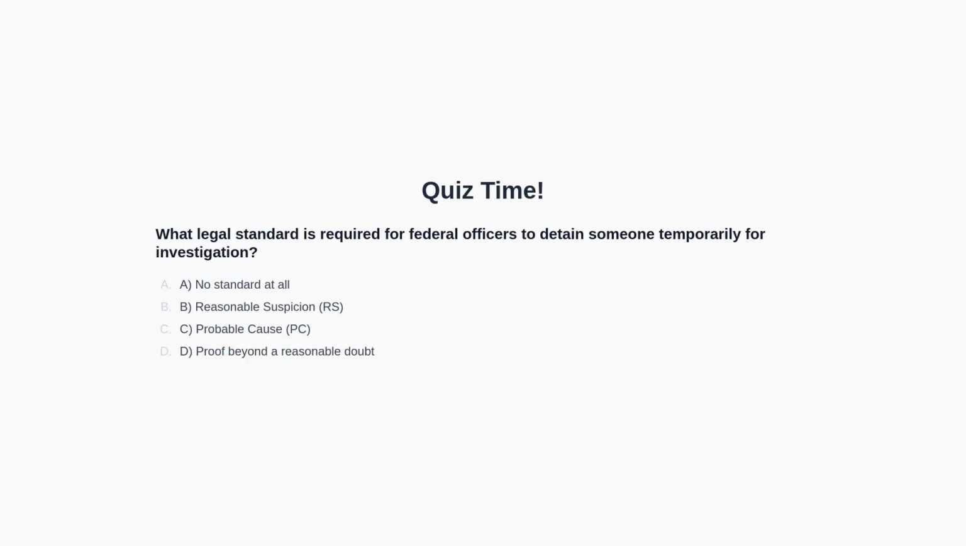Quiz time. The question is, what legal standard is required for federal officers to detain someone temporarily for investigation? The options are A, no standard at all, B, reasonable suspicion, C, probable cause, and D, proof beyond a reasonable doubt. You may pause the video now to think about the answer. We will discuss the answer in the next section of the video.